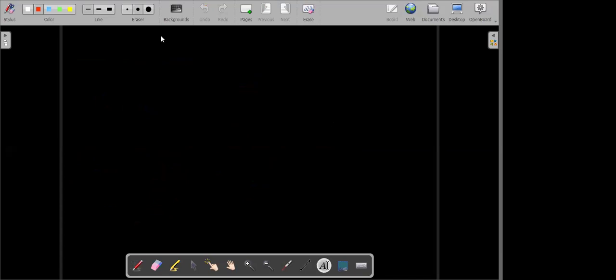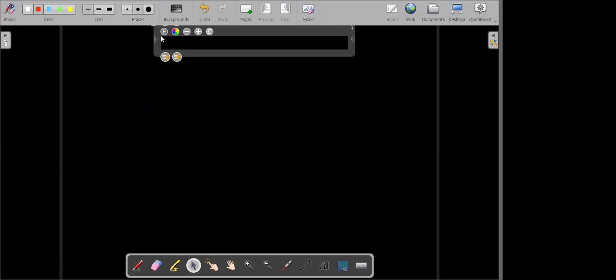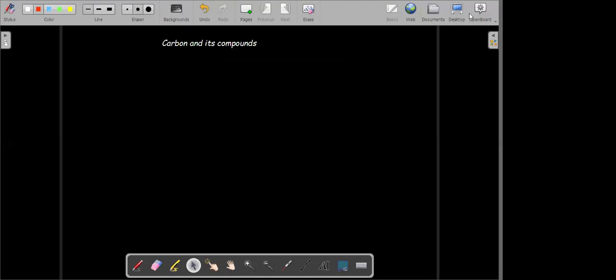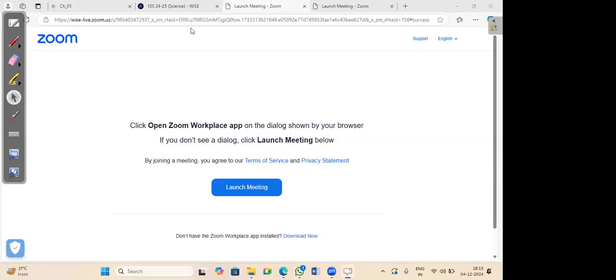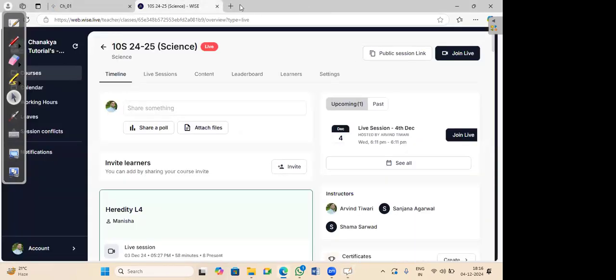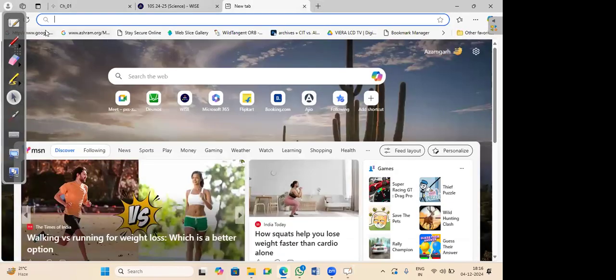Today we have to do question answers of the chapter carbon and its compounds. We'll do one assignment on it. Start with NCERT questions.